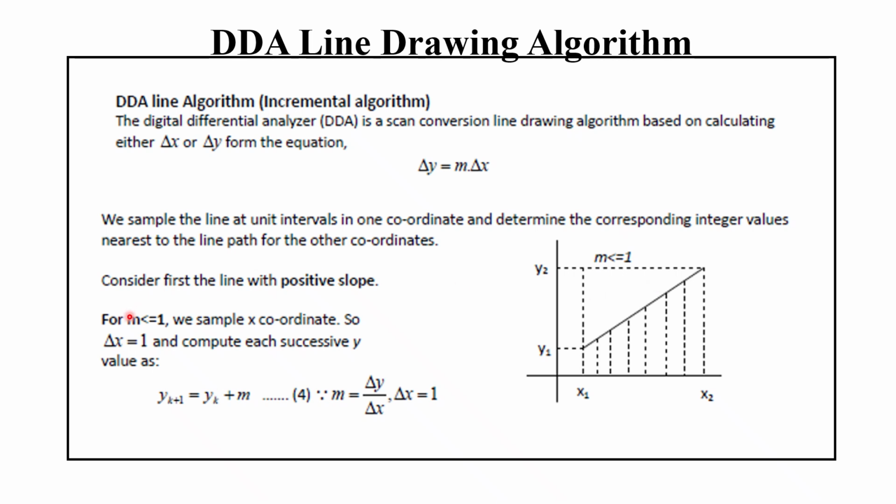So let us first consider a line with a positive slope. For m less than or equal to 1, if the slope is less than or equal to 1, we sample x coordinate. So that means we will have del x as 1 and we will compute each successive y coordinate. So always when m is less than or equal to 1 and when we have a positive slope, what we do is, see, this is evident from this diagram.